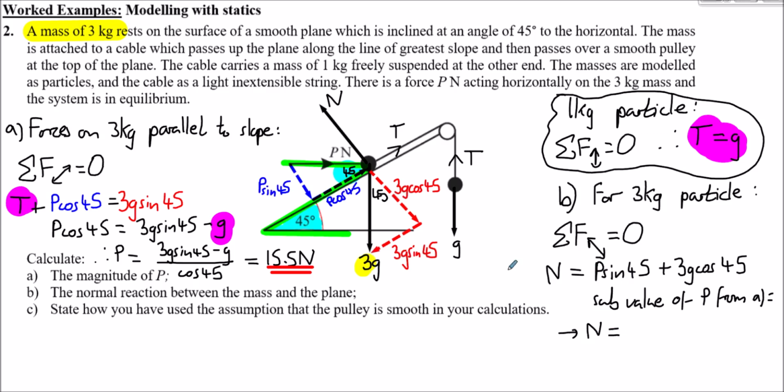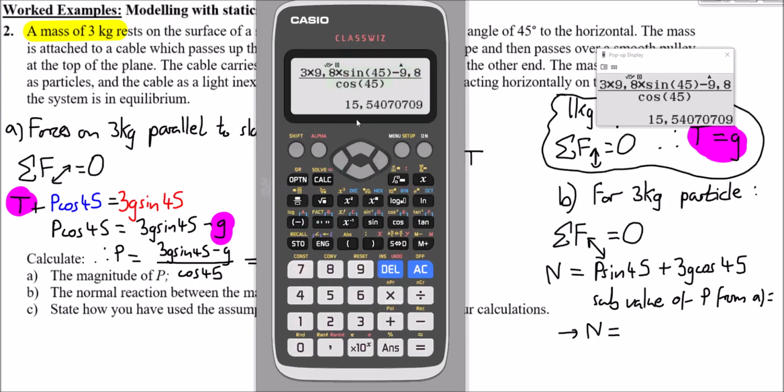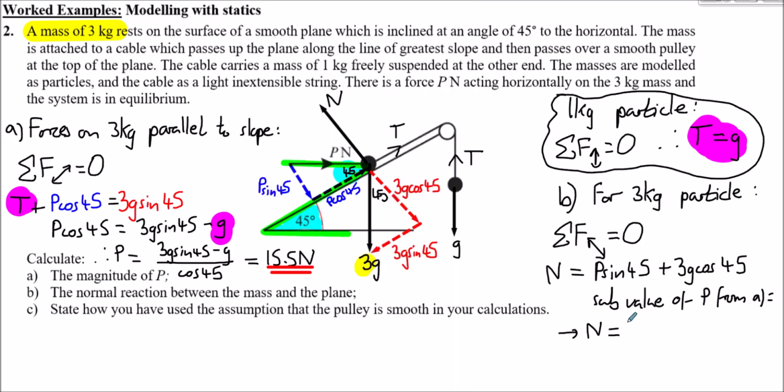So P is 15.5. Now that's stored in our calculator, so let's just leave that there. If I press Ans, it's given it to me. So P sine 45 is Ans sine 45. Then plus 3g cos 45 is just as it is. So 3 times 9.8 times cosine of 45. That gives us a value to three significant figures of 31.8 newtons. So N is 31.8 newtons.